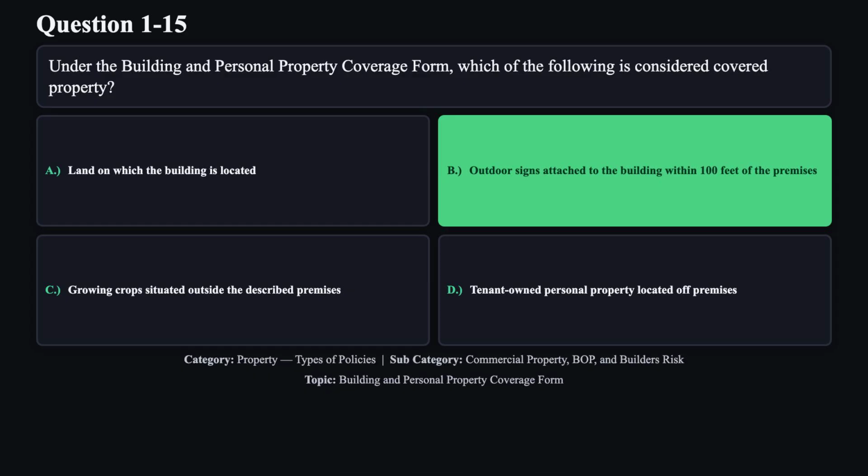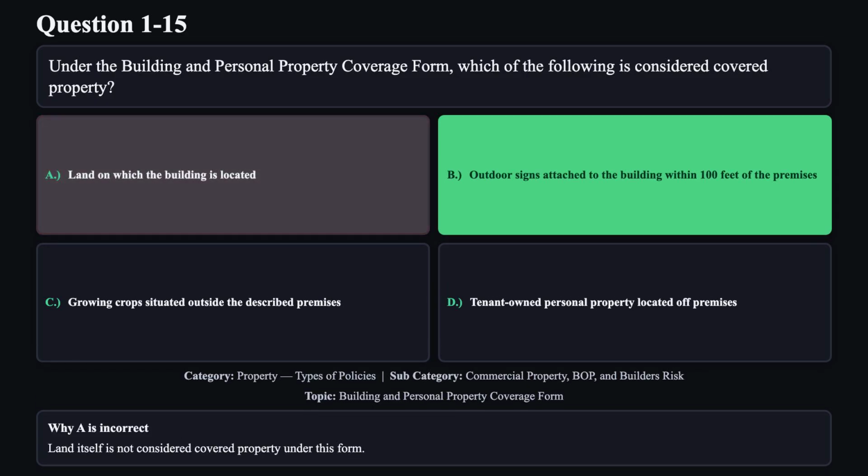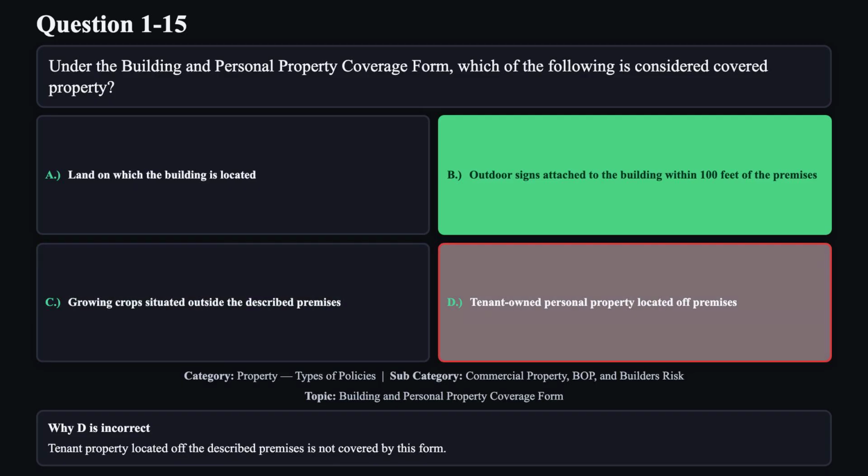The correct answer is B. The correct answer is that outdoor signs attached within 100 feet are covered because the form includes permanently installed fixtures as part of the building. Reason A is not correct. Land itself is not considered covered property under this form. Reason C is not correct. Growing crops outside the premises are excluded unless specifically endorsed. Reason D is not correct. Tenant property located off the described premises is not covered by this form.